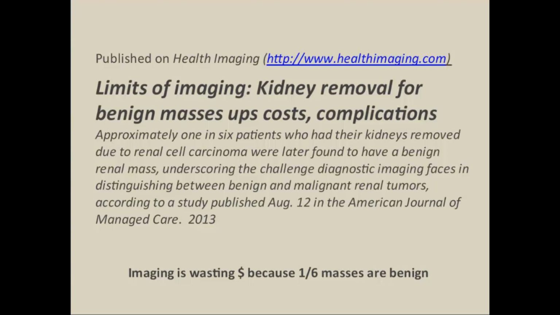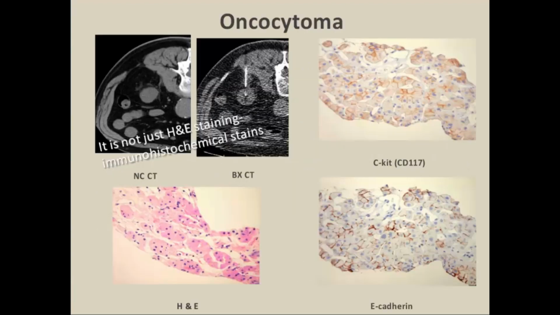Only 1 out of 6, 16%, of patients who had their kidney removed for renal cell were later found to have a benign renal process, underscoring the challenge that diagnostic imaging faces. And they basically went on to say it's the radiologist's fault, they shouldn't have taken the kidney out. This is costing the healthcare system millions of dollars a year because we're wildly flamboyant in saying the kidneys are malignant. So nothing new.